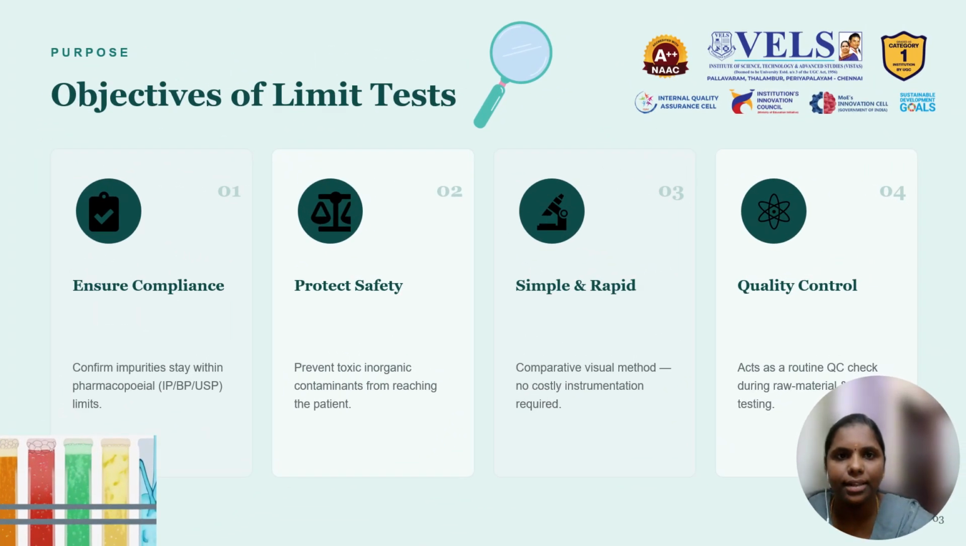Moving on to the next slide, we are going to see why we have to perform the limit test. What's the reason for performing the limit test? There are four major objectives. First one is to ensure compliance with the pharmacopoeial standards such as IP, BP, and USP. And the second one is to protect patient safety by preventing toxic inorganic contaminants from reaching the patients.